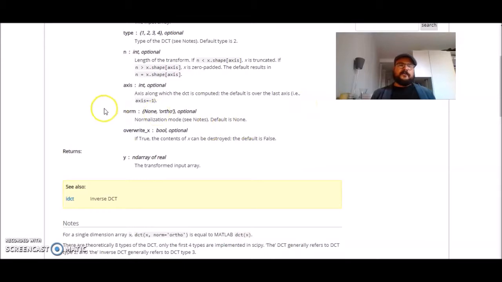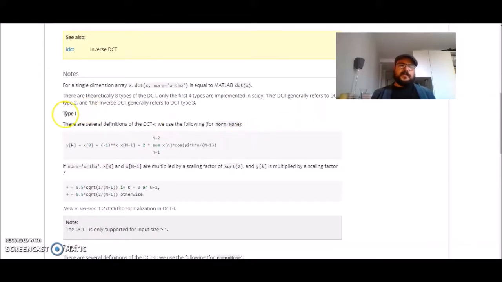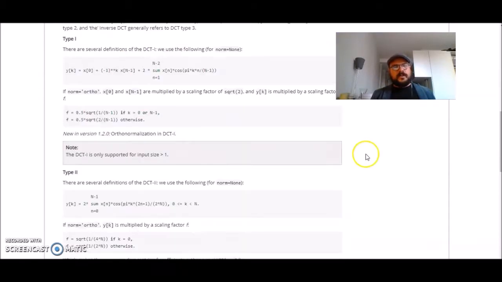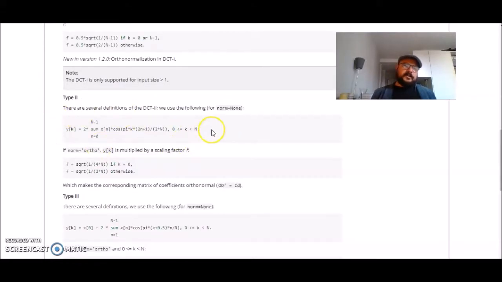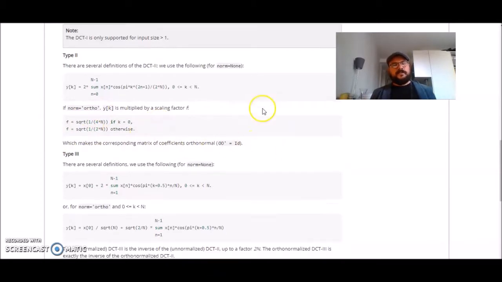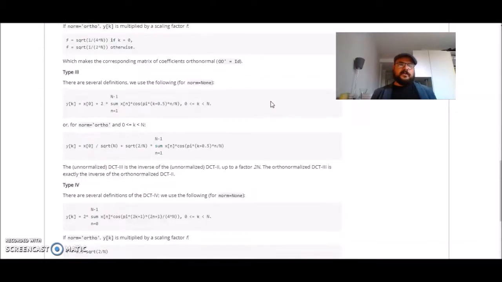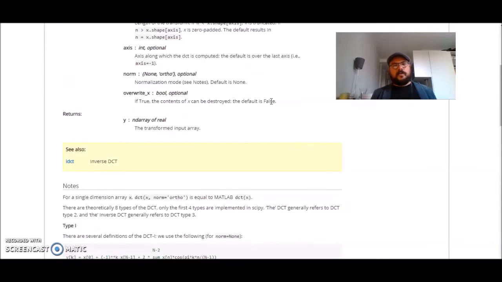They also offer a normalization mode, so it's basically a multiplication by a scaling factor. So they explain here which definition. There are several definitions of the DCT1. We use the following. So they explain for each type what is the definition they use and what is the normalization mode, so what's the scaling factor they use if you set this normalization mode to ortho.